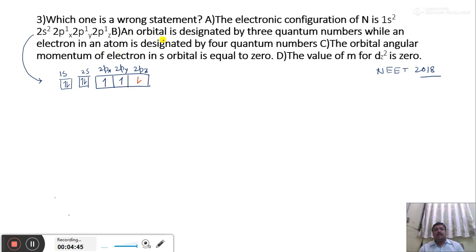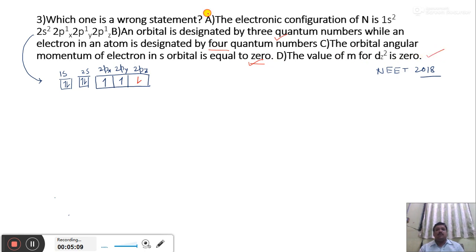Option B: an orbital is designated by 3 quantum numbers while an electron is designated by 4 quantum numbers. It is true. Option 3: the orbital angular momentum of an electron in an s orbital is equal to 0, it is also true. The value of m for the dz square orbital is 0, which is also true.